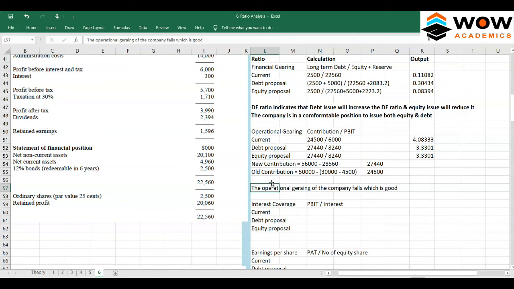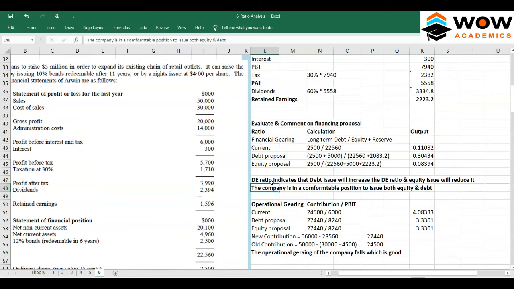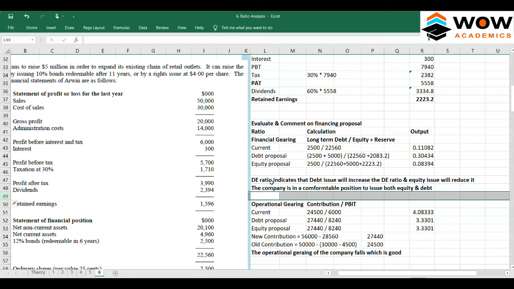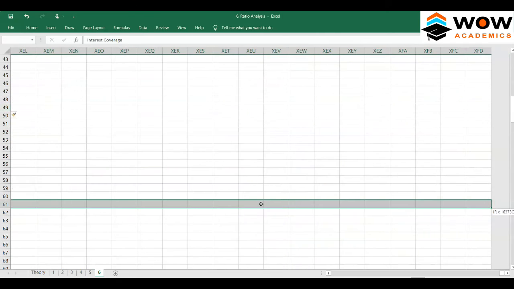But it doesn't depend upon which financing policy you have. Either way you do it, it will give you the same answer.